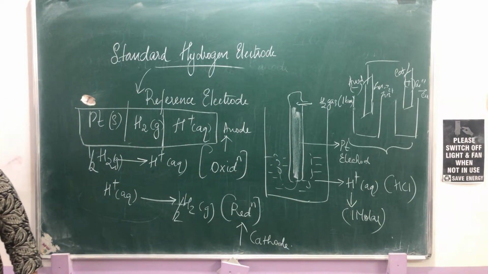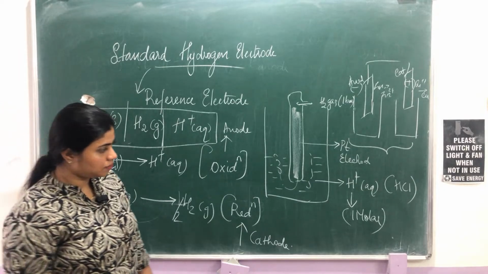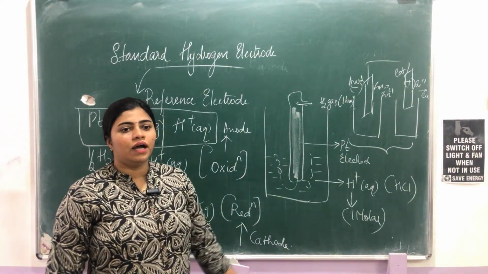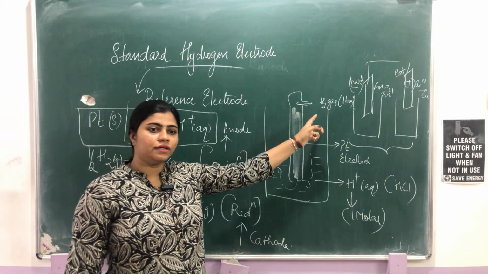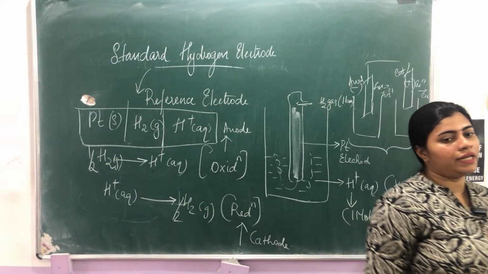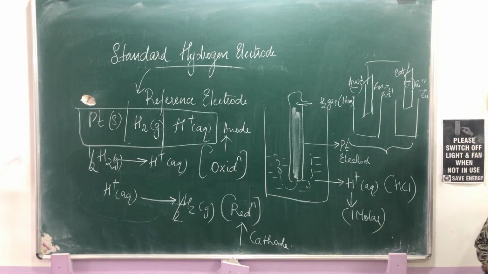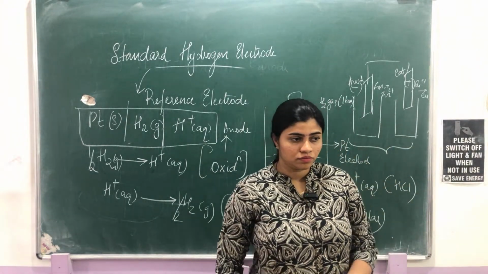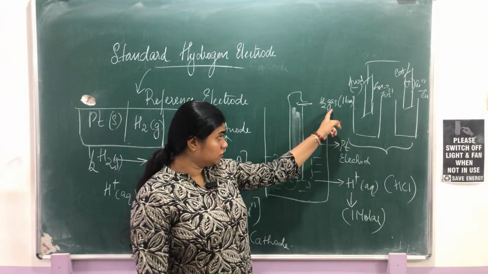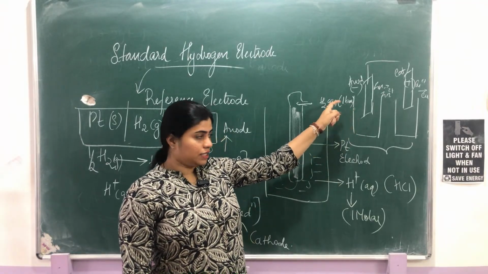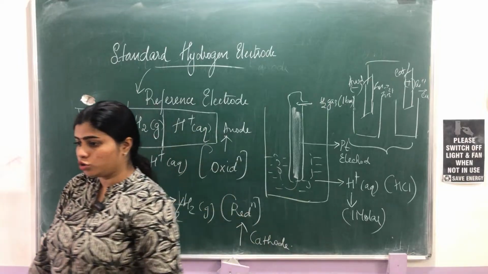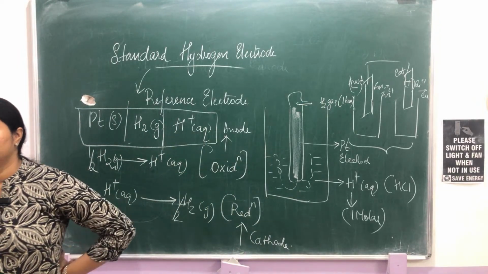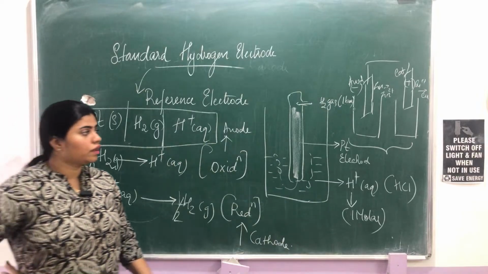In bracket you can write HCl. An inlet is provided, where hydrogen gas of 1 bar pressure is allowed to flow in.